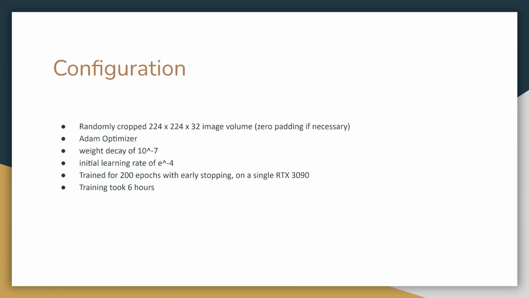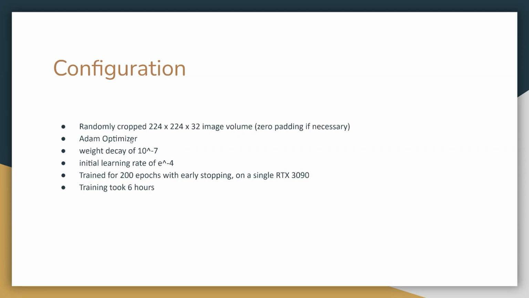And now here's just configuration for the way they tested the images. All volumes were 224 by 224 by 32. One channel, because they are intensity images. If a volume was too small, they would leverage zero padding.